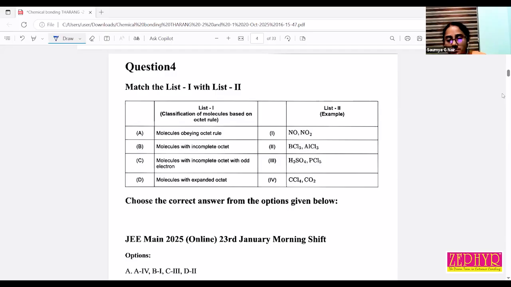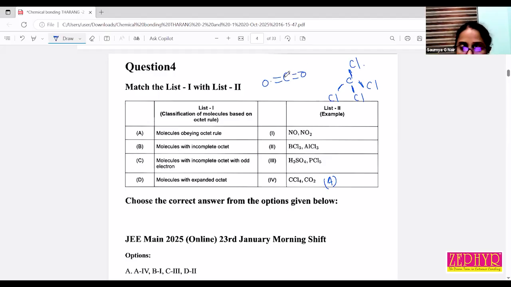Molecules obeying the octet rule. Which molecules obey the octet rule? CCl4 and CO2. Carbon. This is the molecule structure of CCl4: 2, 4, 6, 8. Then CO2: 2, 4, 6, 8. So the answer is A.